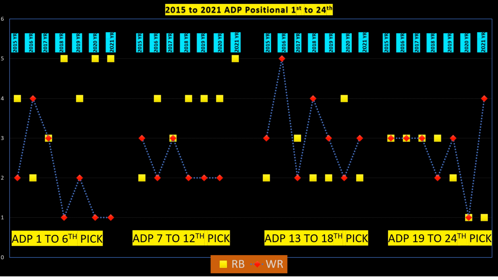And then 7th to 12th, it is even more pronounced that running backs are a key. So there have been a few years where WRs have been a little more prominent than in the last 3 years, 4 years actually.